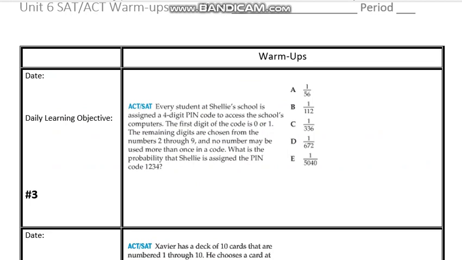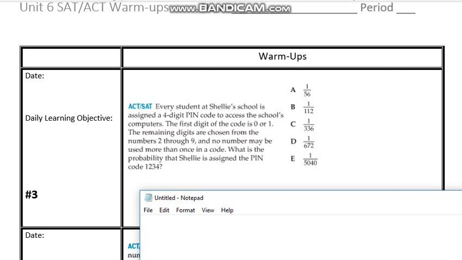Pause if you need a little bit more time to try this out. And let's go over the answer now. So, we are trying to find the probability that Shelly's pin will be exactly 1, 2, 3, 4. First, we need to find the sample space of these 4-digit pin codes based on the rules described in the question.